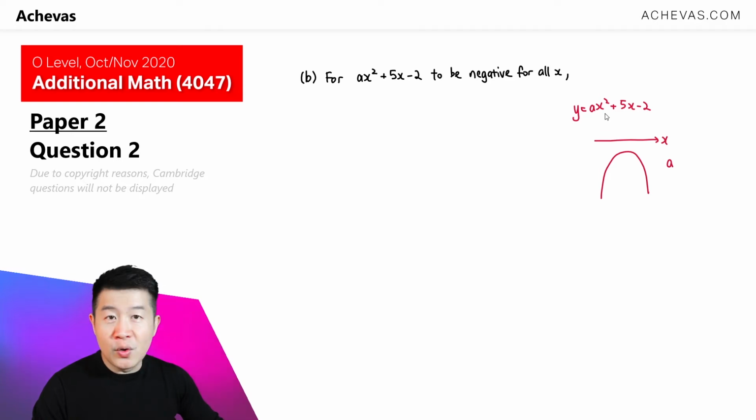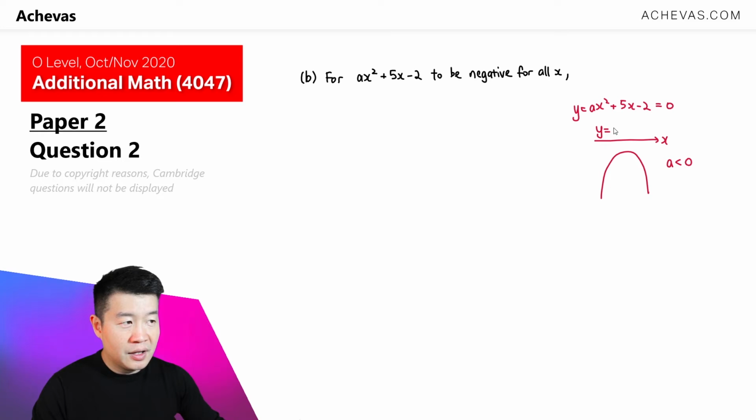Number one, we will look at the coefficient of x squared. Since we are looking at a sad face, the coefficient of x squared must be less than 0. Then we are going to look at the discriminant, because the discriminant tells us when this is equated to 0.